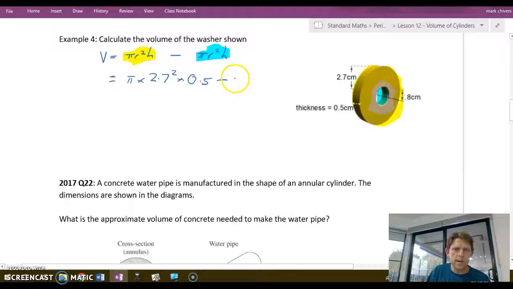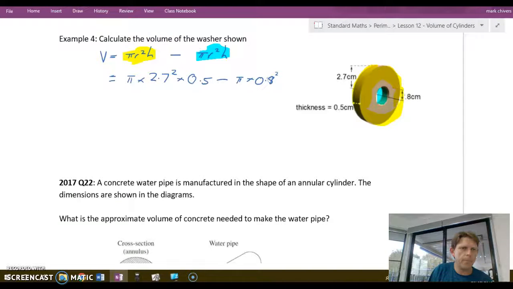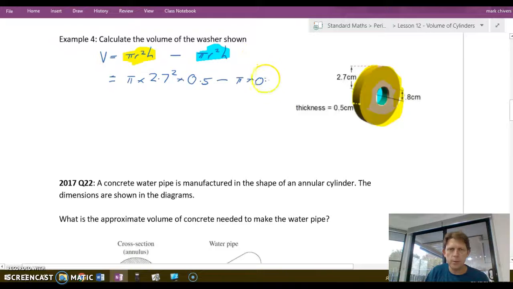And for that, the same formula, so pi times the radius. The radius in this case is 0.8 of a centimetre. Squared, that's a 0.8. Sorry if that looks a bit messy. Actually, I'll just go back. I'll fix that up. There we go. Silly little button on my pen, which if I hit makes my writing even worse. And then our height is the same, so that's 0.5.